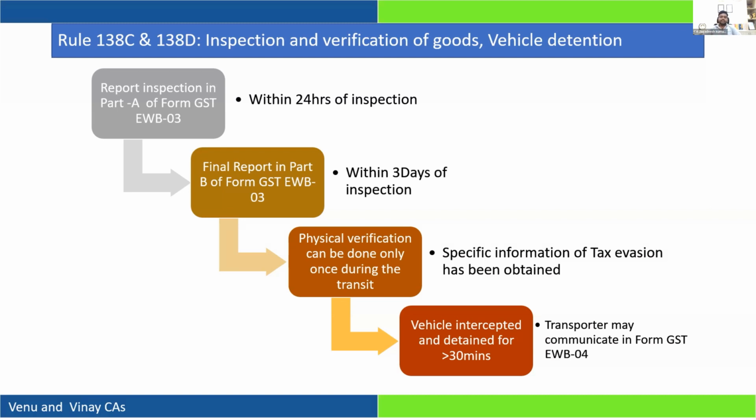So, Rule 138D has provided a facility for the transporter. If a transporter feels that the vehicle has been detained unnecessarily and he is being troubled, Rule 138D has given the transporter the facility to upload such information in the form EWB-03 if the vehicle has been detained for more than 30 minutes.